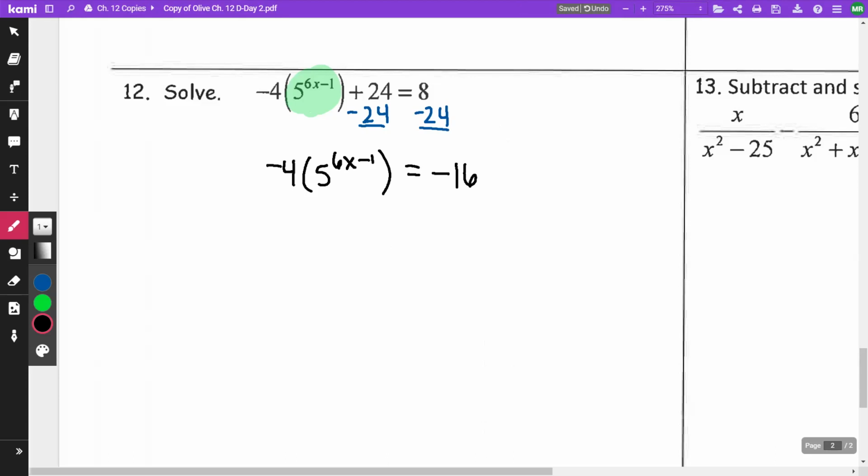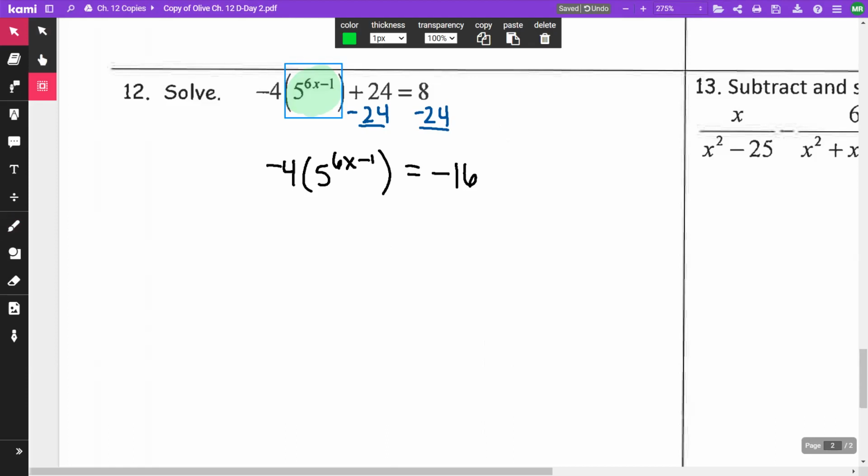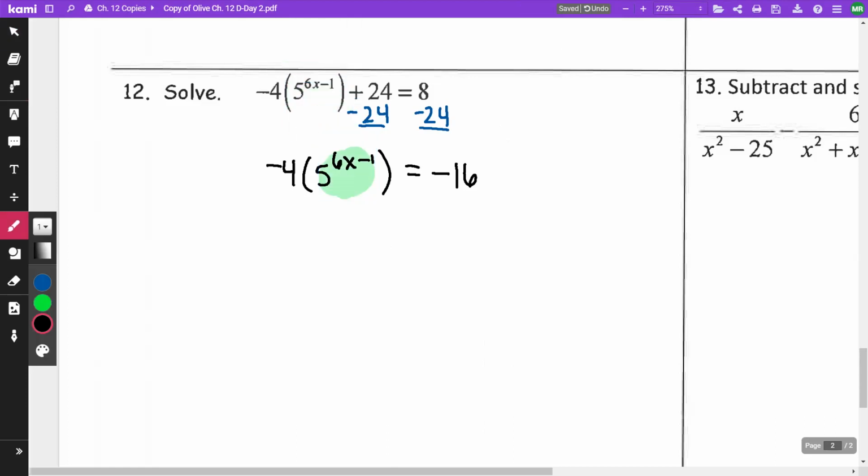Now, again, my goal is to get this by itself. So I am going to divide by a negative 4, divide by a negative 4. I'm going to get 5 raised to the 6x minus 1 equals 4.